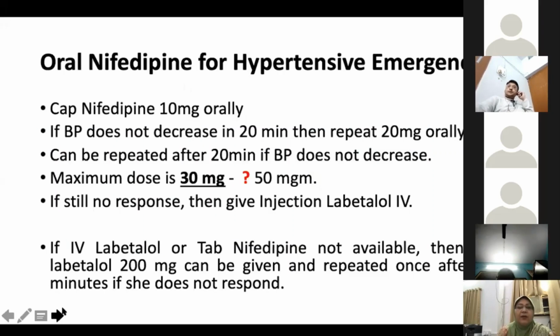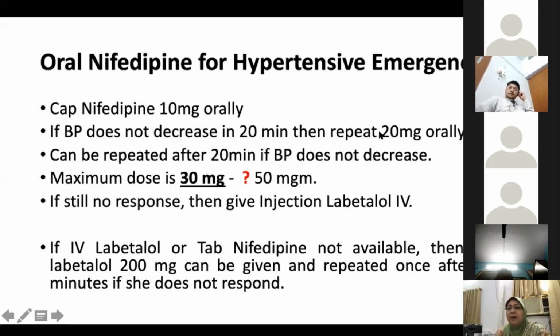So now coming to the other drug, oral nifedipine for a hypertensive emergency. It can be given 10 milligram orally, and if it does not work, wait for 20 minutes and then repeat 20 milligram. Then again, you might give it after another 20 minutes, but the maximum dose is 30 to 50 milligram. For you, it is recommended not to try more than 30 milligram. So the first dose is 10 milligram, wait for 20 minutes, and then give the next dose, which is doubled.